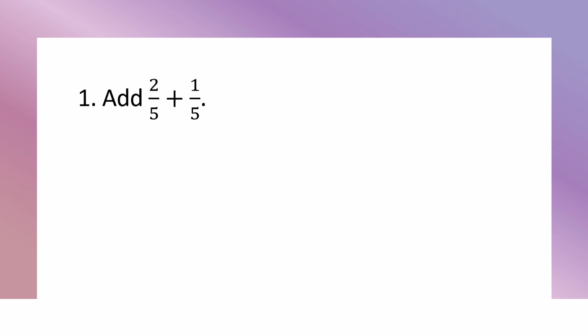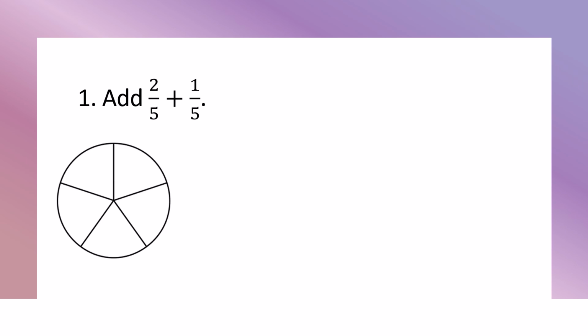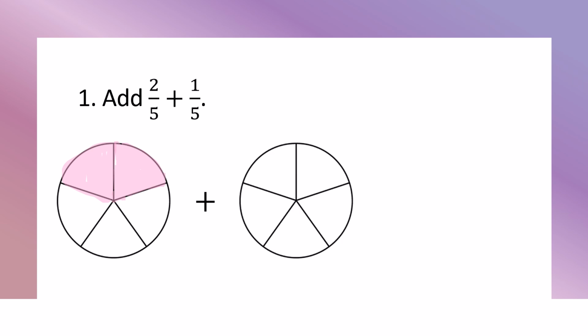So I'm going to demonstrate this with a visual model. I'm going to take a little circle graph and I'm just going to split it up into 5 equally sized pieces. And then I'm going to shade in 2 of those little slices. That's going to represent 2/5. Right, then I'm going to add to that another circle graph. This time I'm going to represent 1/5. So I'm just going to shade any of my little slices to represent 1/5. And then I'm going to combine those to get my sum.